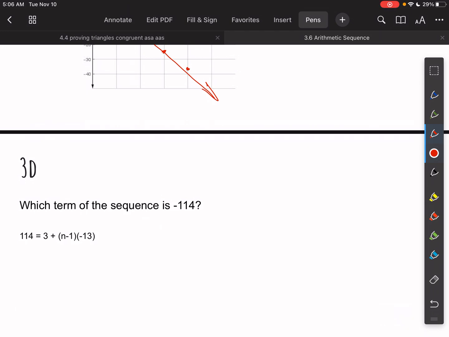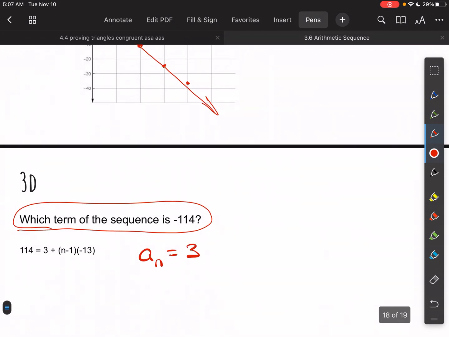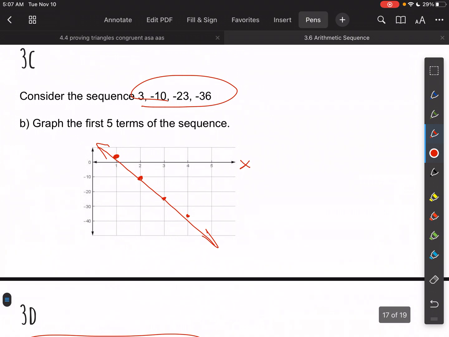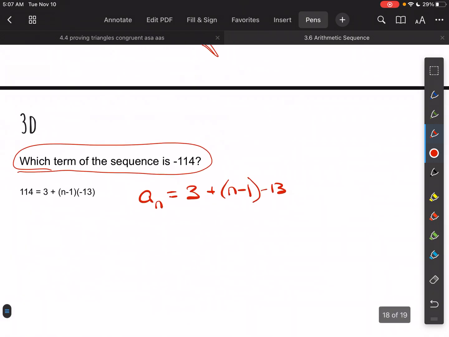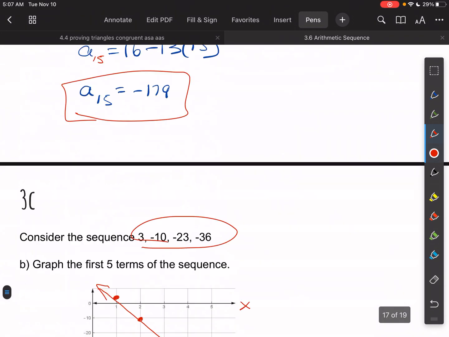For this one, this is a bit of a jump and a new part of the problem, but it's not too bad. We're looking for an unknown term, so that's a sub n. We're just going to use the only equation that we're going to use for these things. So a sub n is equal to, we know the first term in the sequence, it's 3. Then we're going to add that to n minus 1 times d. We know our common difference is negative 13. And we know that the whole thing simplifies to 16 minus 13n.